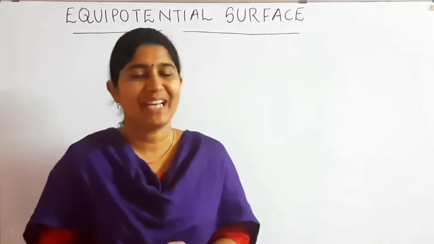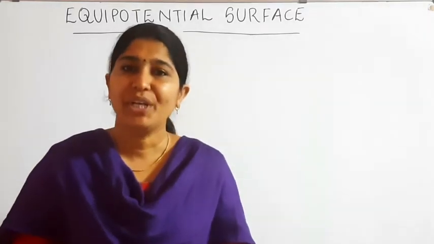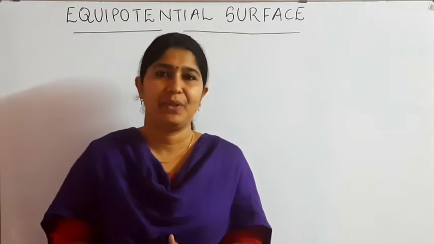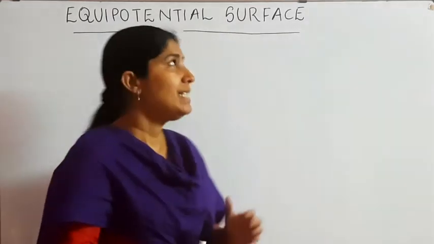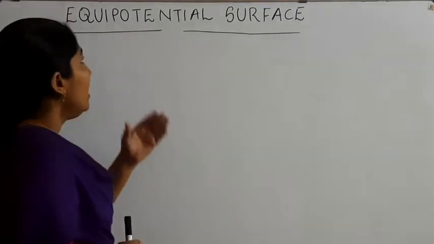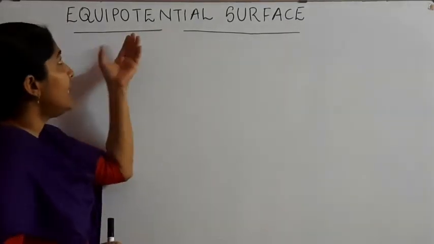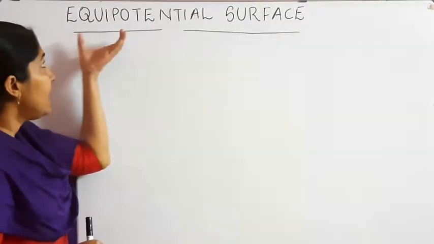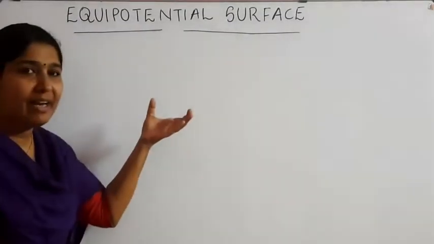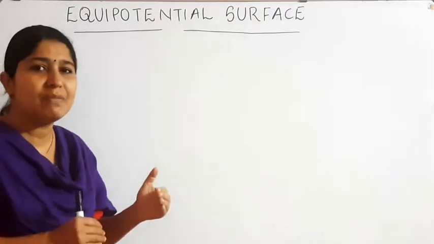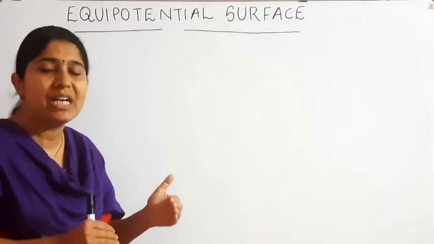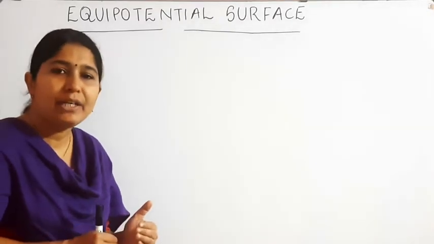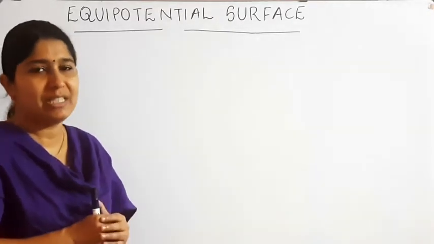Hi students, welcome back. Today we are going to discuss equipotential surface. From the name itself, we can say that equipotential means equal potential, so an equipotential surface means an equal potential surface. What is the peculiarity of that equipotential surface?